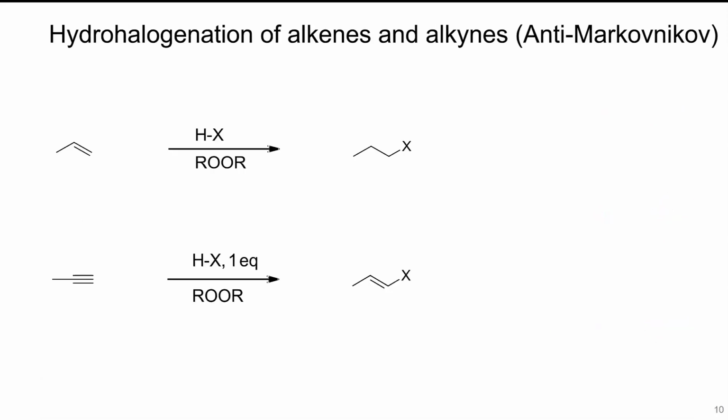These are the anti-Markovnikov reactions. So if we add peroxide to both of these reactions with alkenes and alkynes, we get a halogen at the anti-Markovnikov addition, or the less substituted. This is Chapter 9. This is Chapter 10.